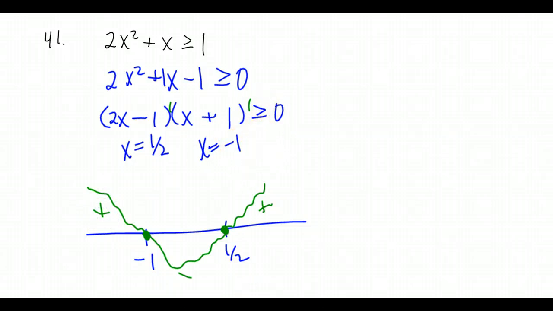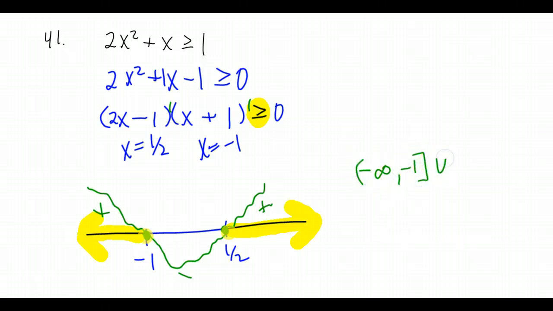Okay, so this one wants the part of the graph that is bigger than or equal to 0. So I want those points, because those are equal to 0. And I want points that are positive, anything bigger than that. So maybe this section here, and this section of the graph right here, something like that. And so algebraically, we might say something like -infinity, comma, -1, bracket, union with 1/2, comma, infinity.